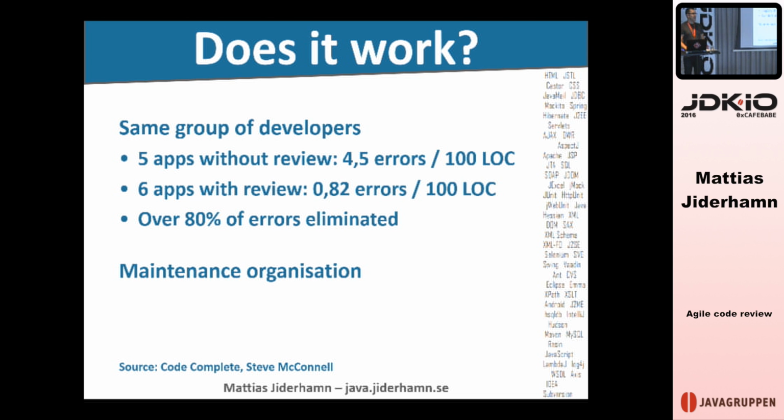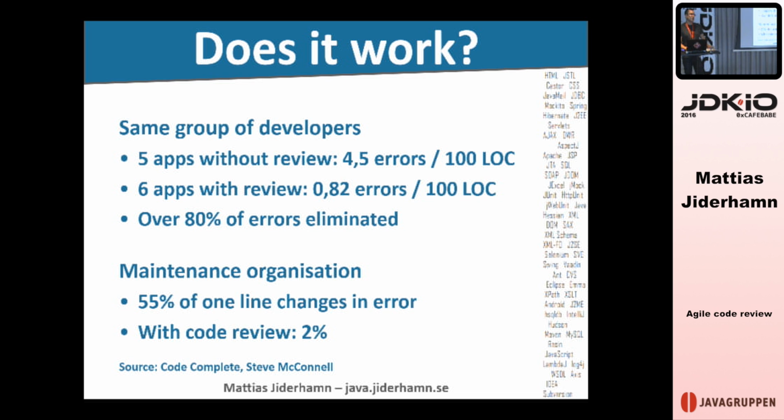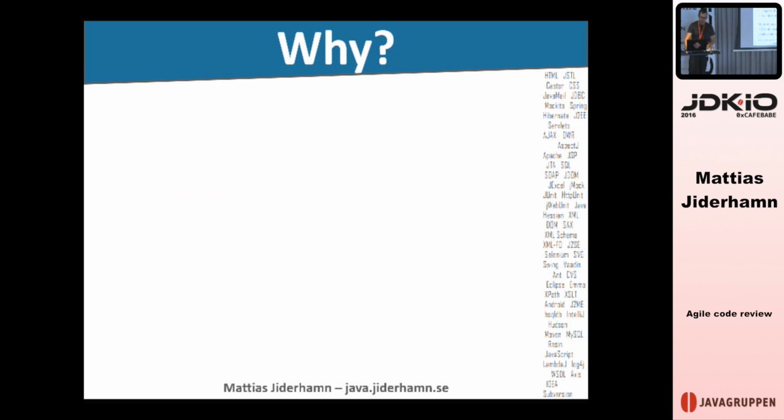In a maintenance organization, they found that 55% of one-line changes were in error. And I think that number in itself is food for thought. So if you're just changing one line, then think to yourself, I probably got it wrong, right? But then they introduced code review, and they were able to get that number down to 2% for the one-line changes. So let's get back to the question, why should we be doing code reviews?